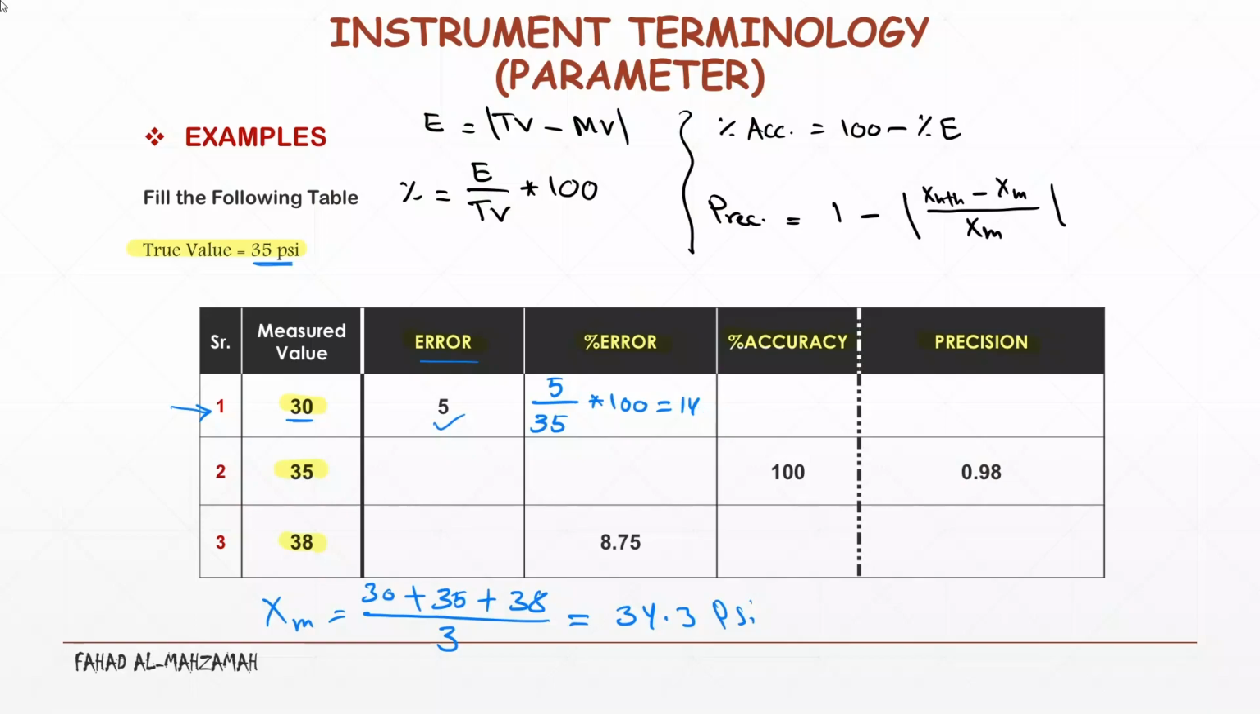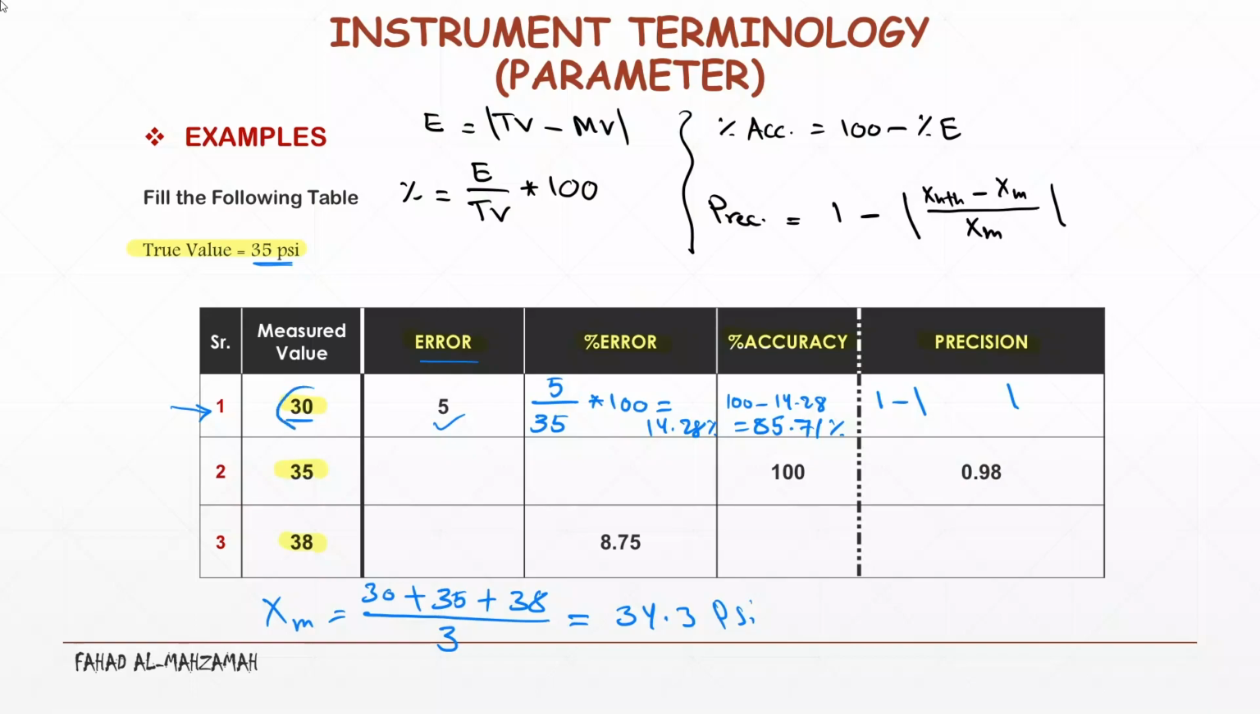Let me write it down: 14.28 percent, since it's a percentage. Now the accuracy is 100 minus the percentage error. So 100 minus 14.28, and the answer is equal to 85.71%.